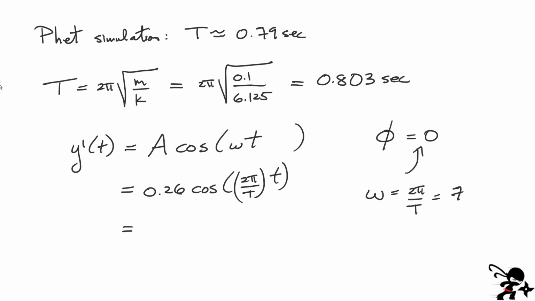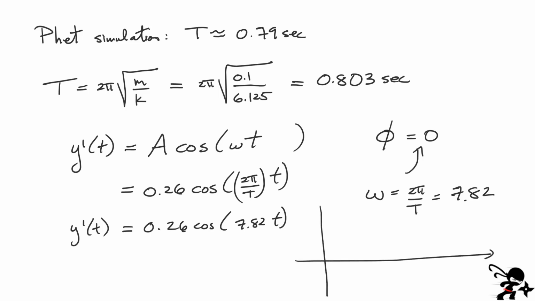It gives me 7.82, close enough. So our final equation, which gives me the position of that mass everywhere, is 0.26 cos of 7.82 multiplied by t, and that gives me the position with respect to that equilibrium position. If you make a quick sketch of that, it would look something like this. If I plot the position as a function of time, again, you start at that lower position, and then it simply oscillates back and forth, just like a simple harmonic oscillator.